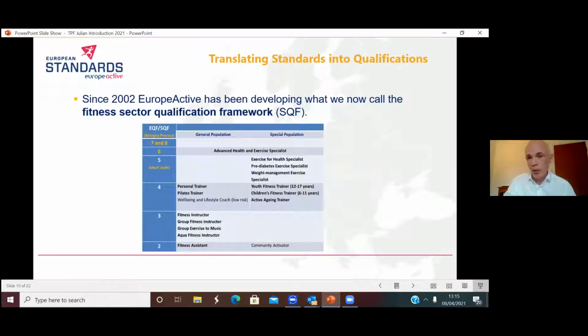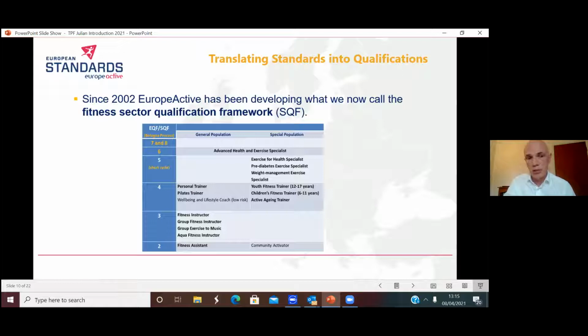Okay, so something we want to introduce today, which is a big thing for us, a big shift, is that we have translated our standards into qualifications. Anna is going to talk about that in detail in a moment, so I won't dwell on it too much, but just to give you an insight into this.